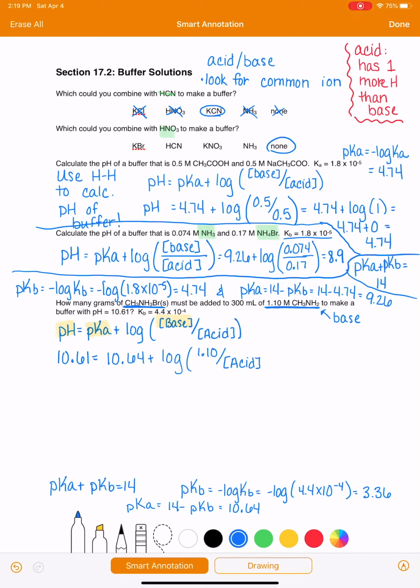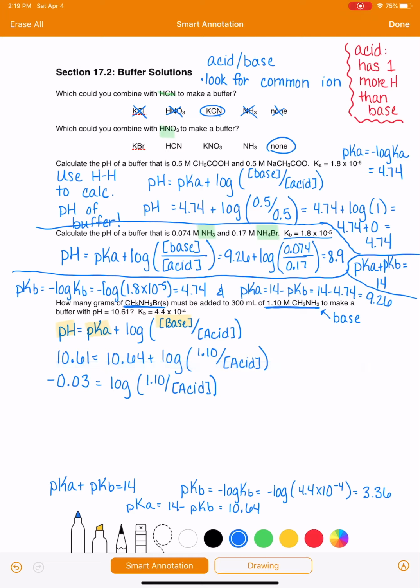Now, unfortunately, our unknown, the thing that we're trying to solve for, is in a real bad spot. It's on the bottom of a fraction that we're taking the log of. So we're going to have to do a lot of math to get down to that acid and solve for it, but we can do it. So I'm going to start just with the simple part of solving this problem. Negative 0.03 is equal to the log of 1.10 over the concentration of the acid. And I did that just by moving the 10.64 to the other side.